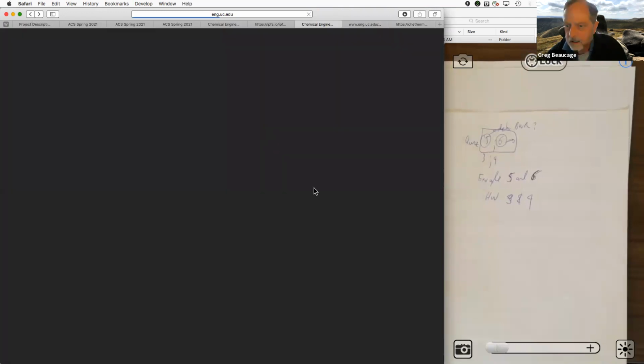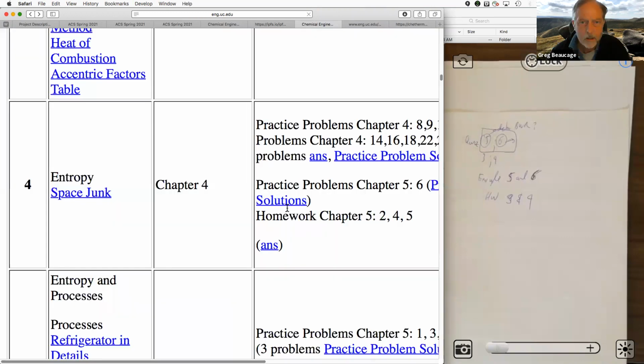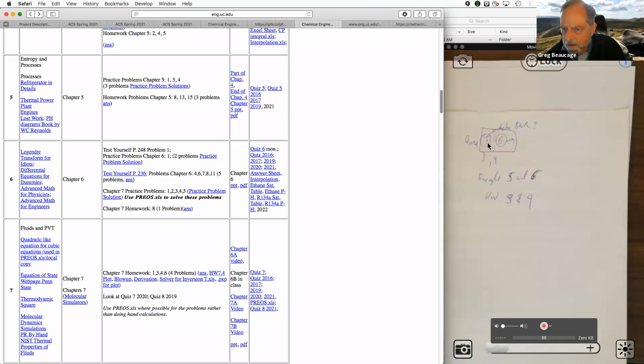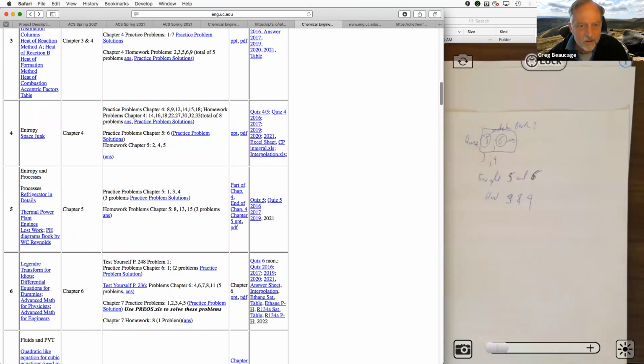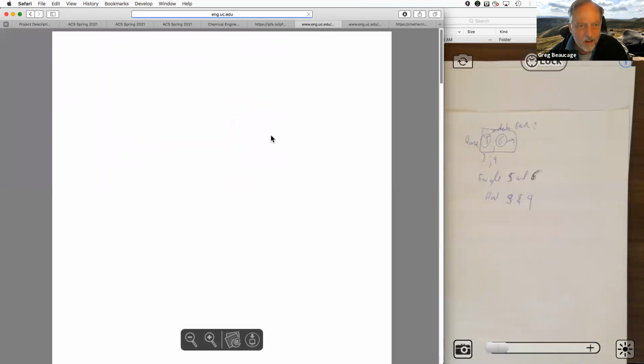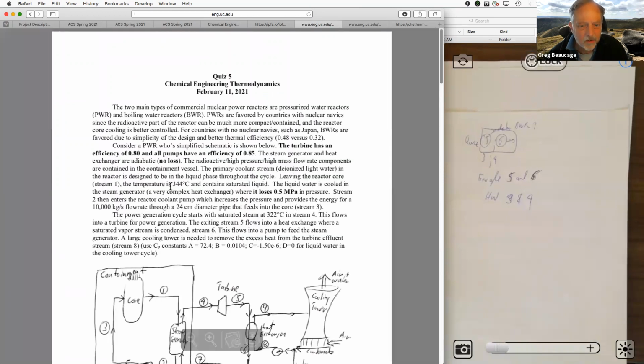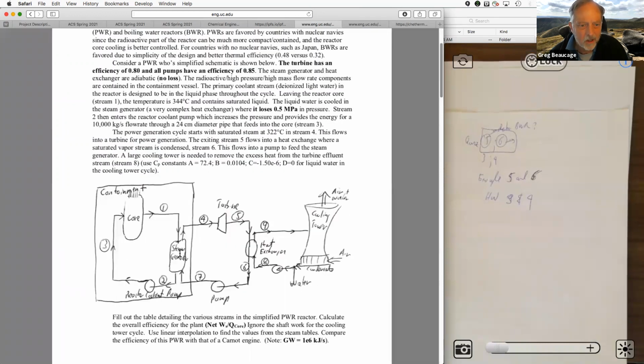So I was looking at quizzes that we didn't do that great on, like quiz 5 and 6, I guess. I think this is quiz 5. Yeah, quiz 5 was the nuclear power station. So it's just a balance.